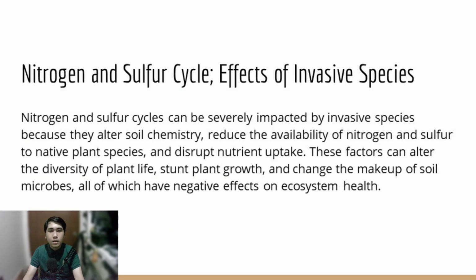Next, what is the impact of invasive species on the nitrogen cycle and sulfur cycle? These invasive species can negatively impact an environment's nitrogen and sulfur cycles by changing soil chemistry, as well as lowering the provision of those essential nutrients to native plant species. And lastly, it disrupts nutrient uptake. So these influences can lead to reduced plant growth, reduced plant diversity, and modifications within the composition of soil microorganisms. So in the long run, affecting the health and well-being of the surroundings.